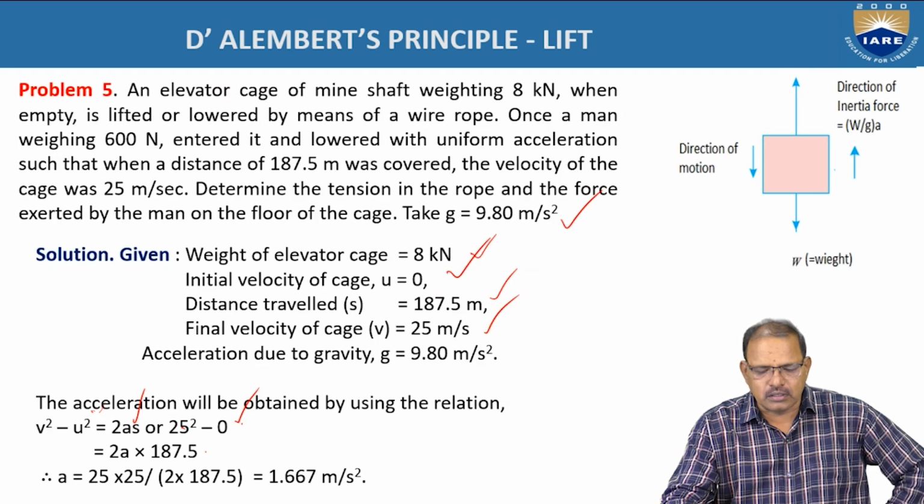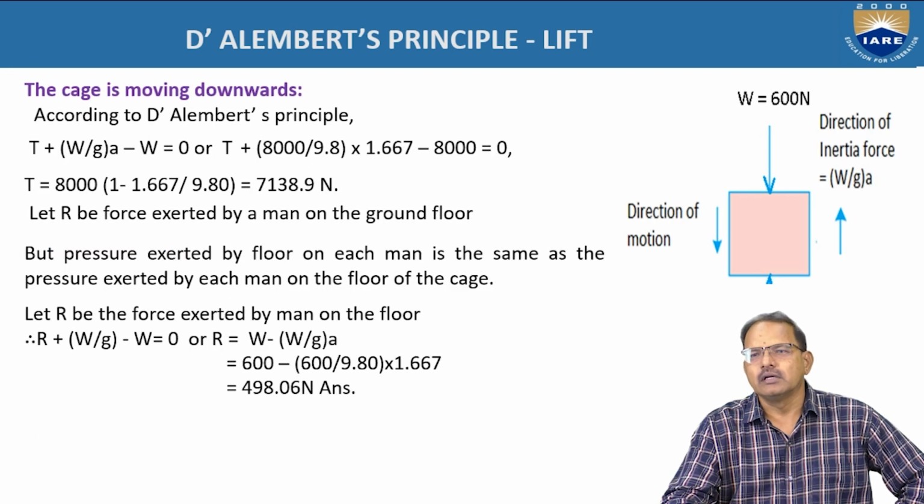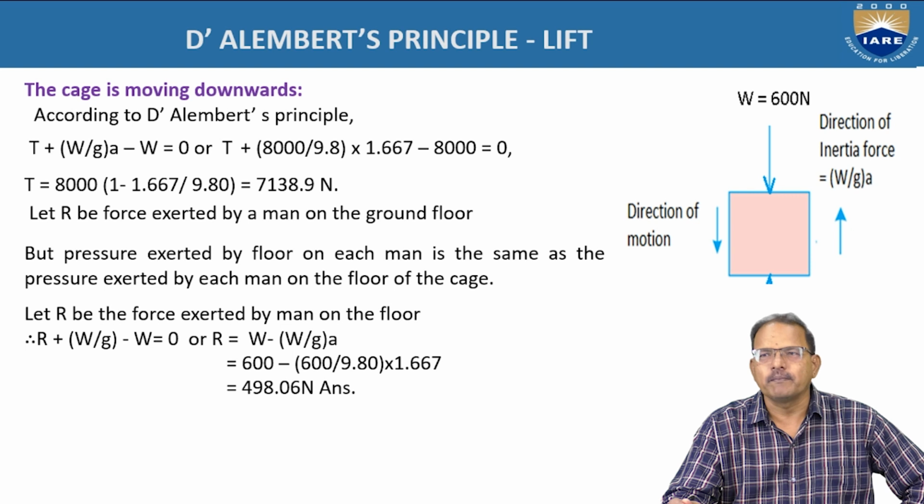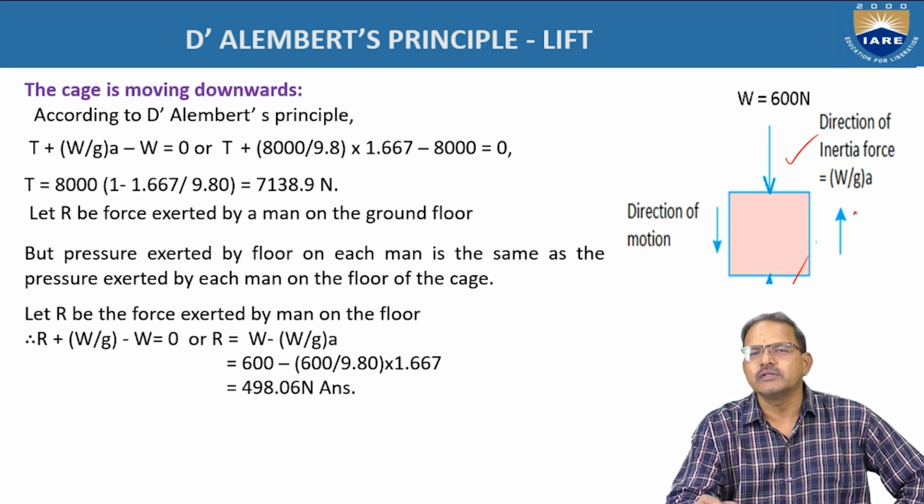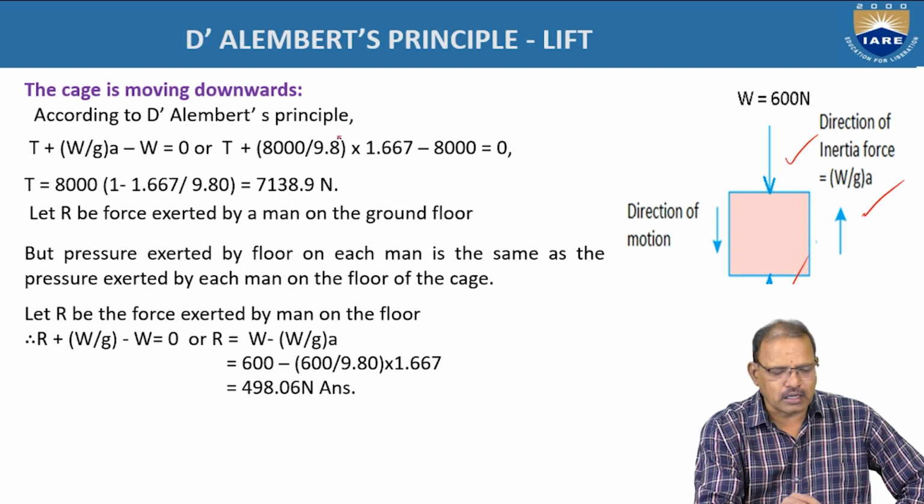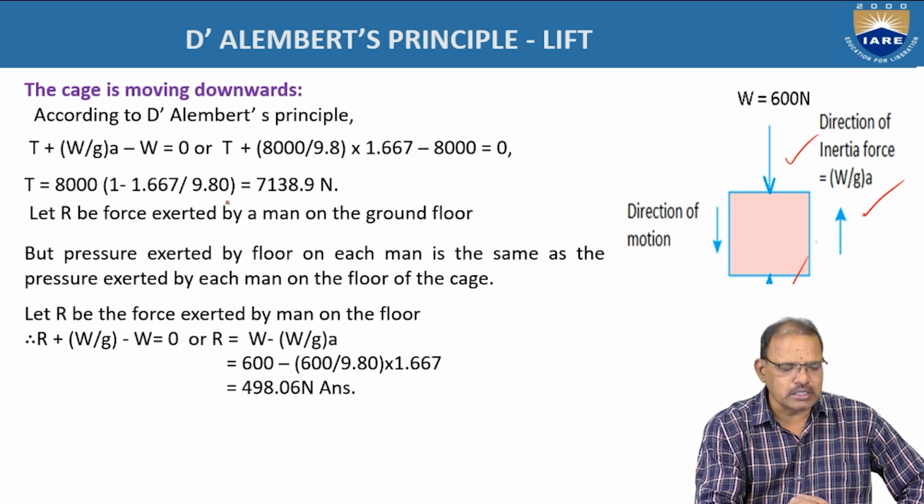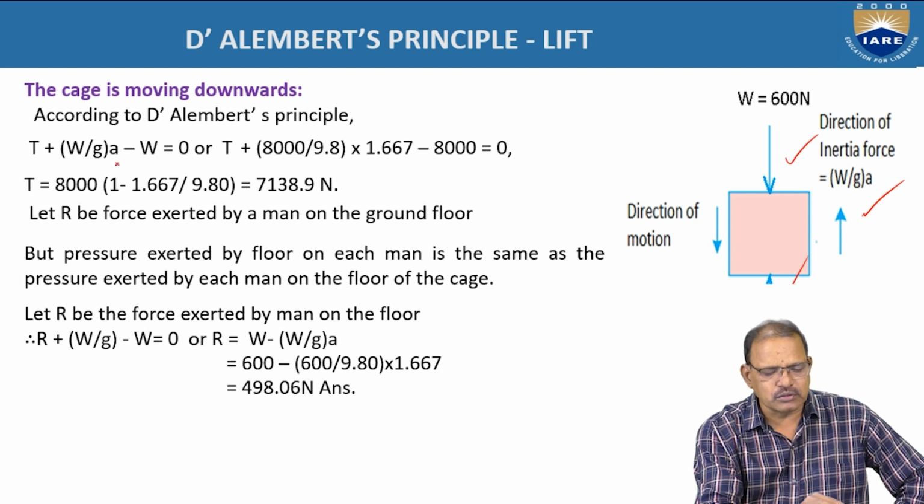Here the cage is moving in downward direction now. Hence when we are drawing the free body diagram of the cage and applying inertia force on it, here the weight is acting in downward direction now. The reaction force always acts in upward direction. The direction of inertia force always acts in the opposite direction in which the body tends to accelerate, that is the upward direction now. And applying D'Alembert's principle, tension is positive, that is here now, inertia force W by G into A minus W is equal to 0.